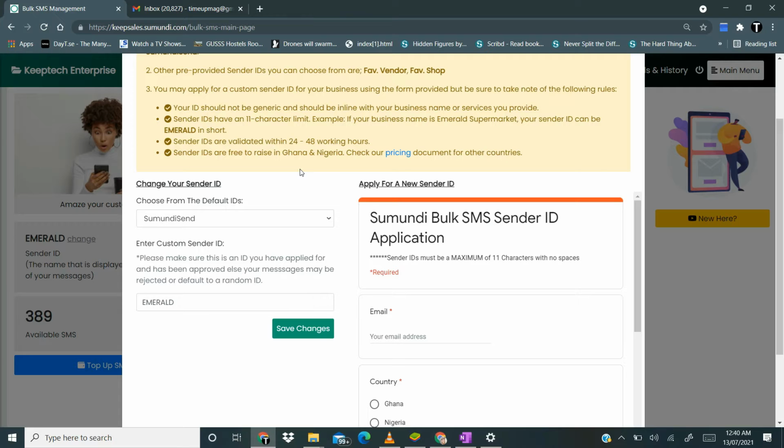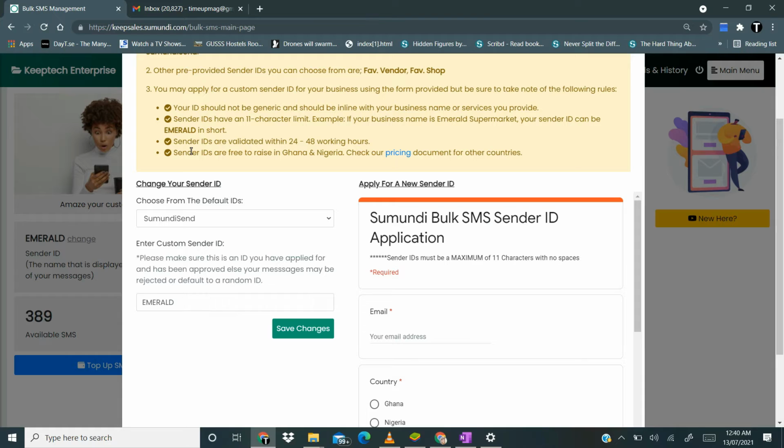Now the third over here is that sender IDs are validated within 24 to 48 working hours. So you don't get it instantly. It's going to take you a day or two. When you apply for a sender ID, you receive a notification that tells you that your application is going to be reviewed. Then if it gets validated, you receive that notification either in a day or two, two working days. Weekends are not working hours, so if you apply on a weekend, you might get it the next weekday or something like that.